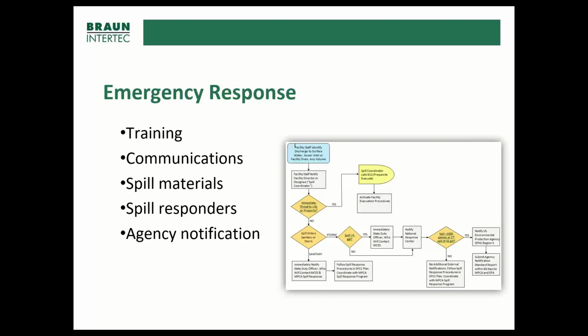It's just important that you figure this out ahead of time so that you've got your training in place, you've got your communication protocols figured out, you have the adequate spill materials on hand. If you have a lot of volume on your facility, maybe you've arranged to have relationships with spill responders in advance, or at the very least, you know how to use a phone book, or you have contact information for the folks who are commonly on call in your area.